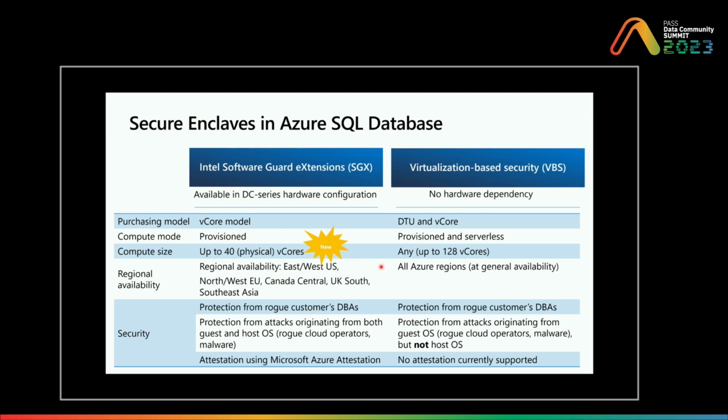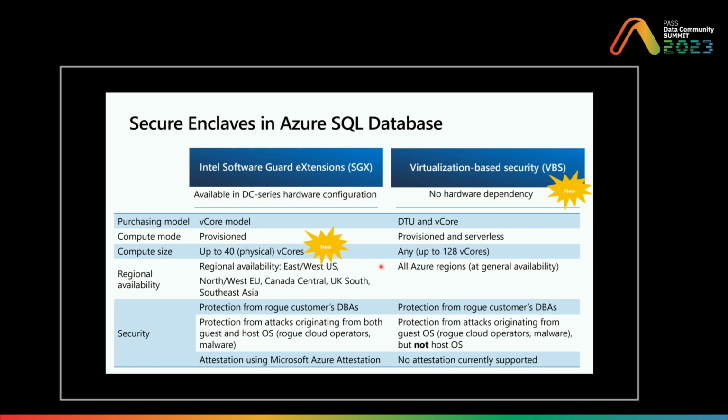What we've also announced this week is VBS enclaves, or virtualization-based security. So it's software-based, which means there's no hardware dependency. You can use whatever database you would like to use. It can be serverless, it can be vCore. There are also no limitations on the amount of vCores. You can go, I think the maximum now is 128 vCores, right? And it's available in all regions.